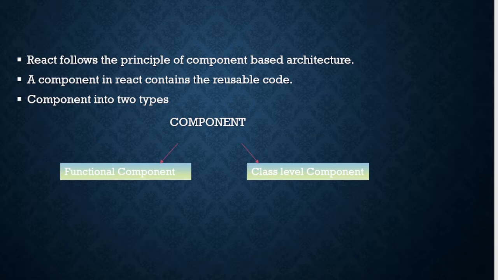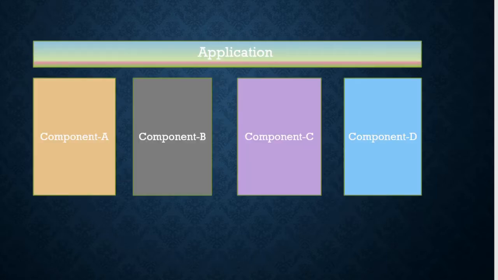The state is where we can store the data in the component, so the class level component contains its own state. Then how do we store the data in a functional component, if it is stateless? That is the question, right? For storing data we use hooks.